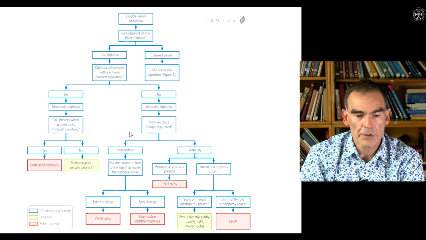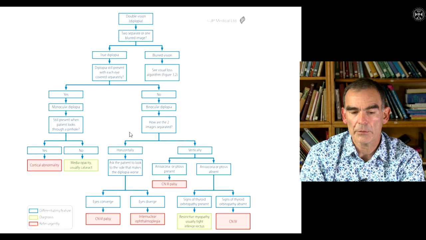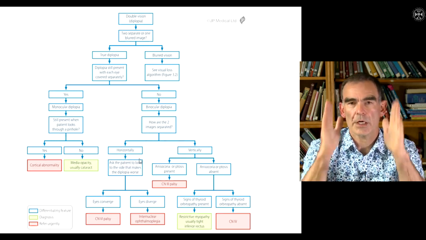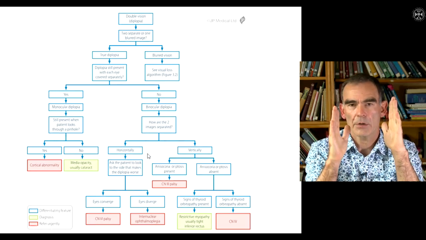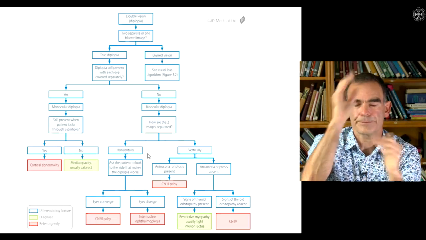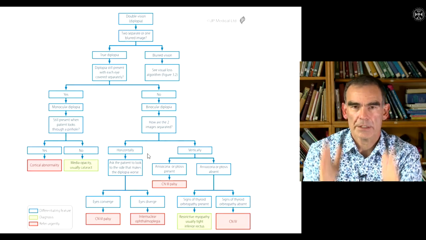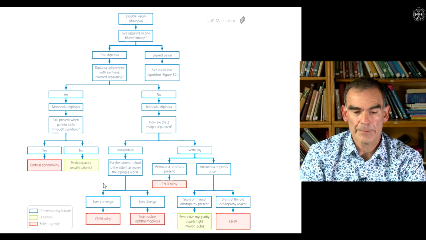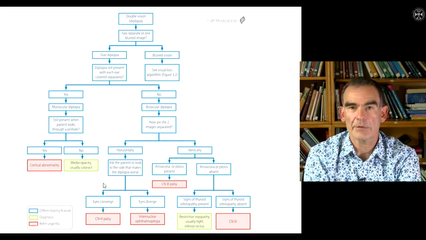When I've said horizontal here, what I should say, and I will later, is pure horizontal double vision. So in other words, you say to the patient, with your two images, are they side by side, or to some degree are they one above the other? And if the patient says the images are purely side by side, then that's what I mean by horizontal double vision. And then all you would really want to do is ask the patient to look to the side that makes their double vision worse.